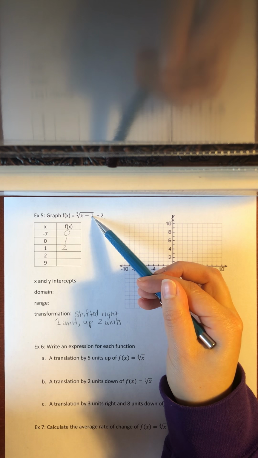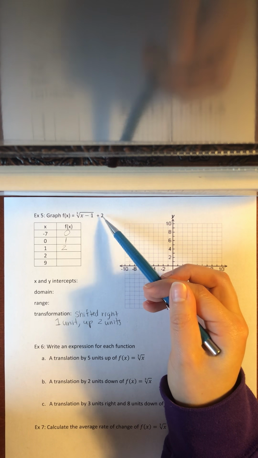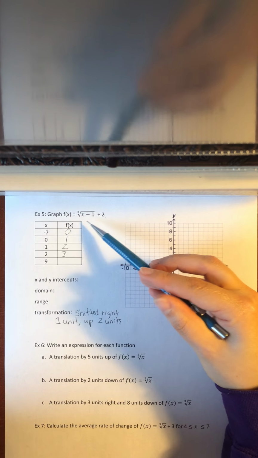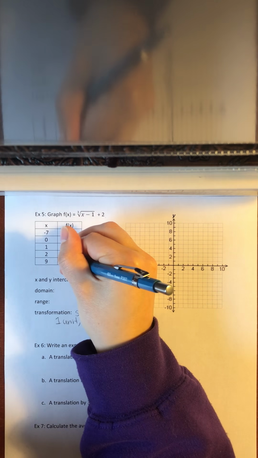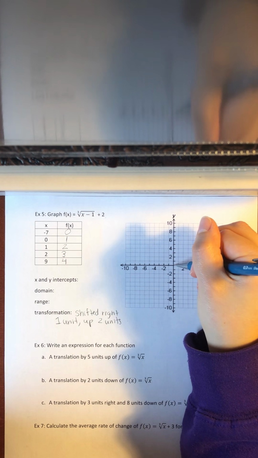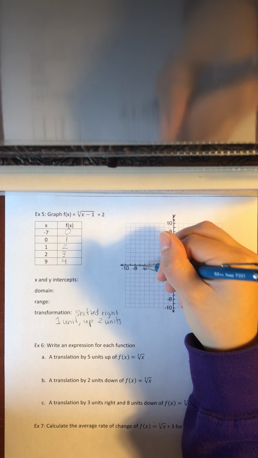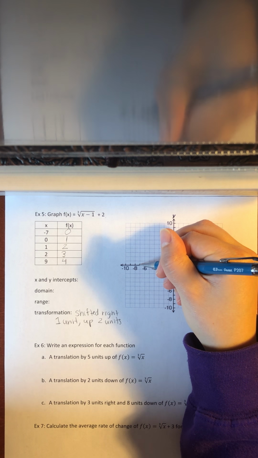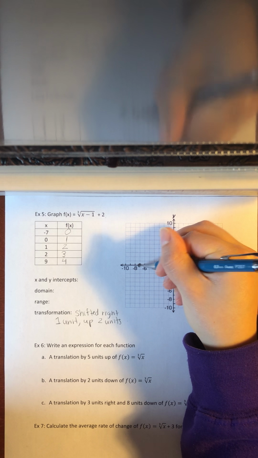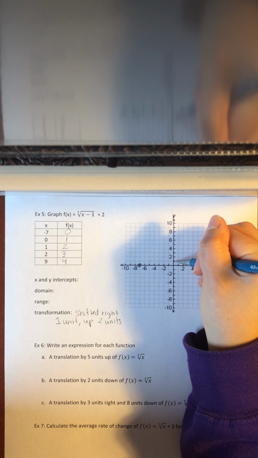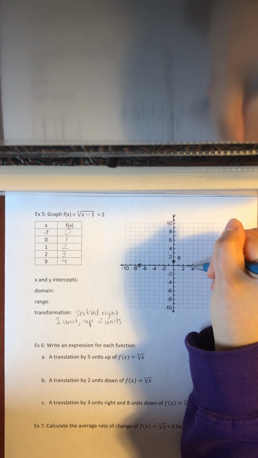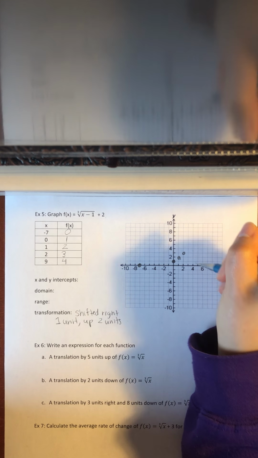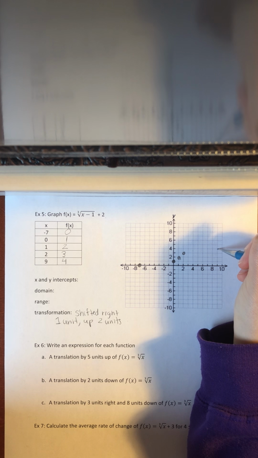2 minus 1 is 1. Cubed root of 1 is 1. Plus 2 is 3. 9 minus 1 is 8. Cubed root of 8 is 2. Plus 2 is 4. Plotting these values: -7, 0; 0, 1; 1, 2; 2, 3; 9, 4.